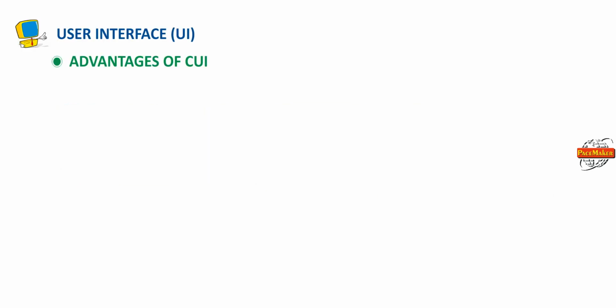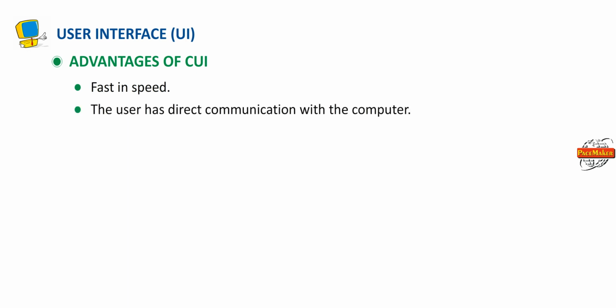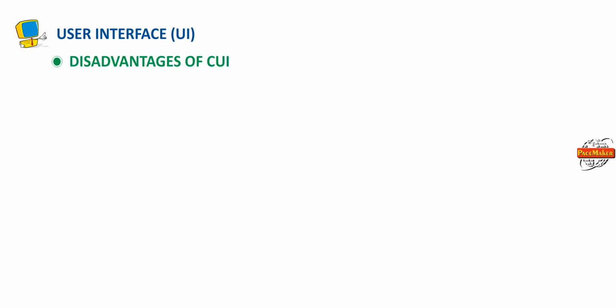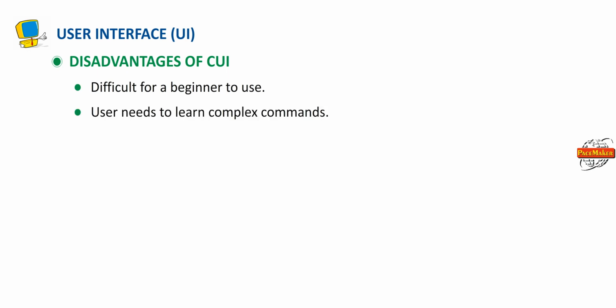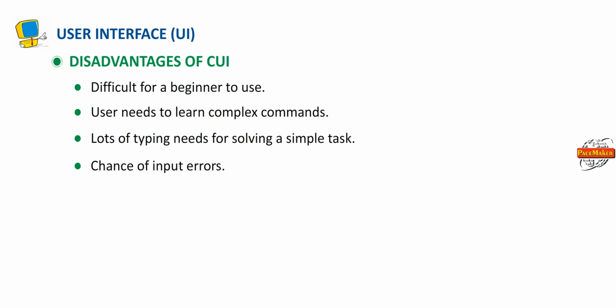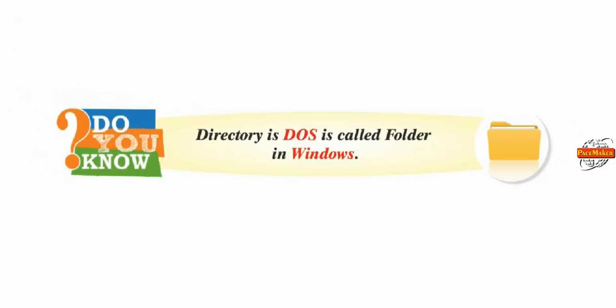Advantages of CUI. Fast in speed. The user has direct communication with the computer. It has a wider range of commands. Disadvantages of CUI. Difficult for a beginner to use. User needs to learn complex commands. Lots of typing needed for solving a simple task. Chance of input errors. Do you know directory in DOS is called folder in Windows?